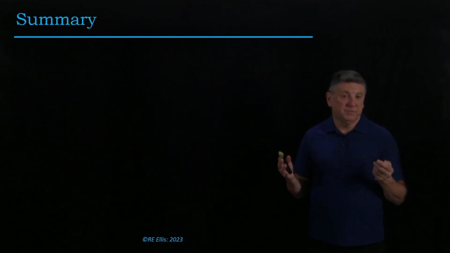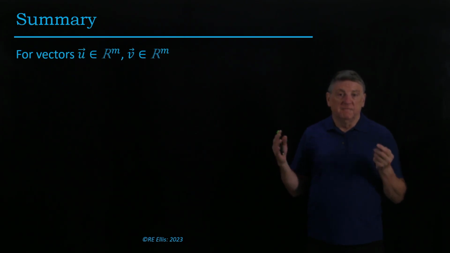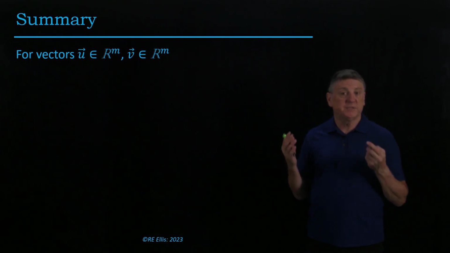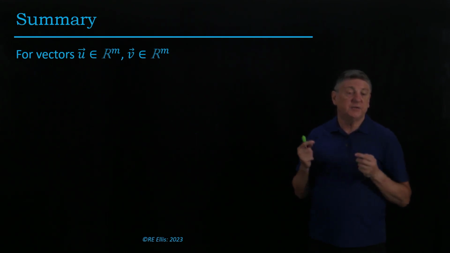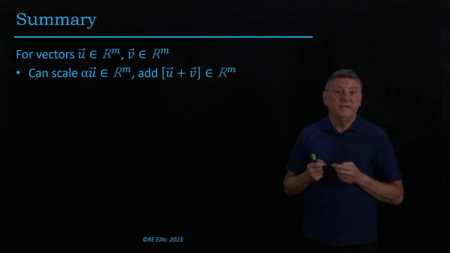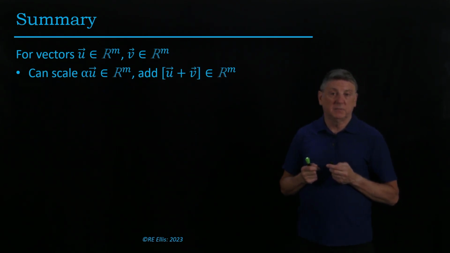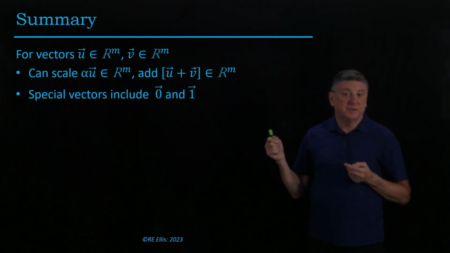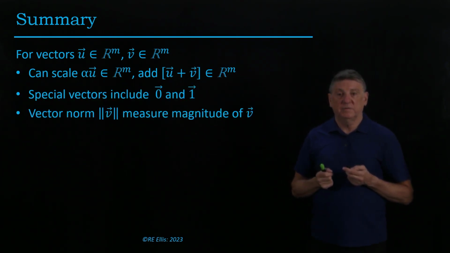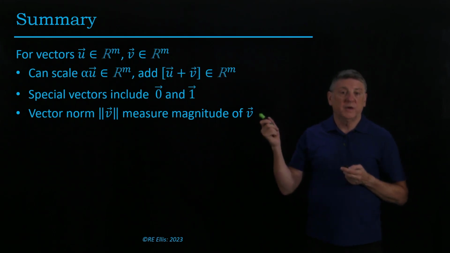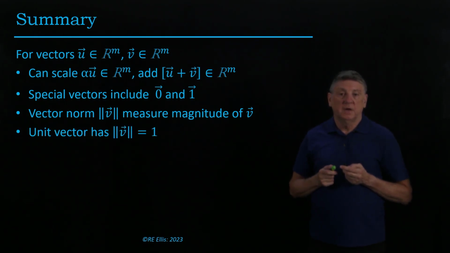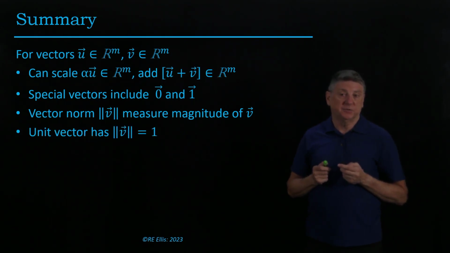So what's the summary for this prerequisite session? Vectors: suppose we have two vectors, they each have m entries, they're represented as columns for us, and each one of those entries is a real number. We can scale a vector by a real number. We can add two vectors that have the same size. Special vectors include the zero vector and the one vector. A vector norm is a way of measuring the magnitude of a vector using a non-negative number that has certain properties. A unit vector is one that has a magnitude of 1.